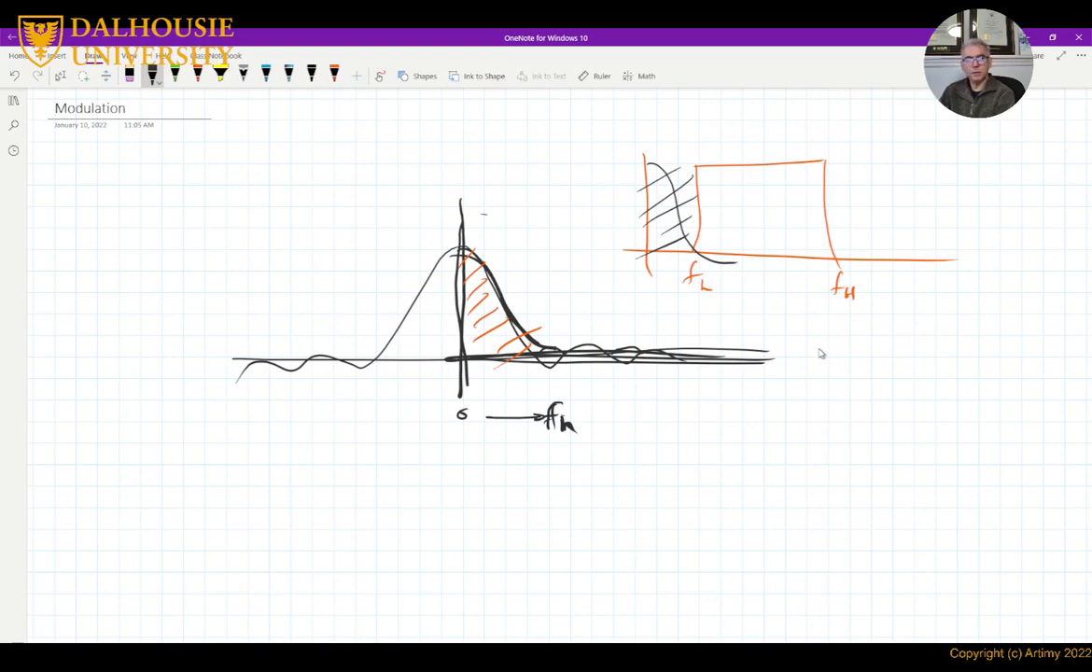So one solution to fix this problem is to do modulation. Modulation effectively moves the signal. It used to be that the spectrum of the signal is around zero. It can move it so it's around another frequency, which is the carrier frequency, right? So now, if I modulate the original signal, I change its spectrum and shift it so it gets nicely within this range here, and I can pass it.